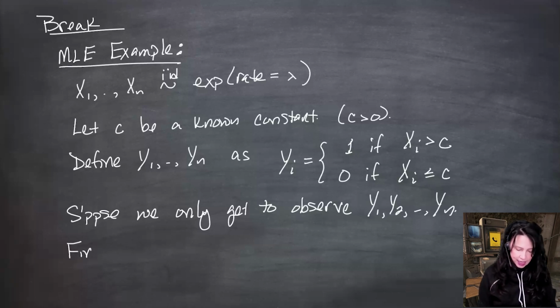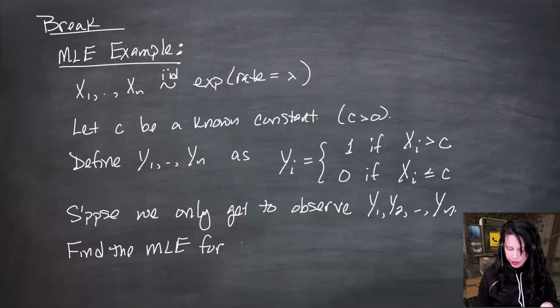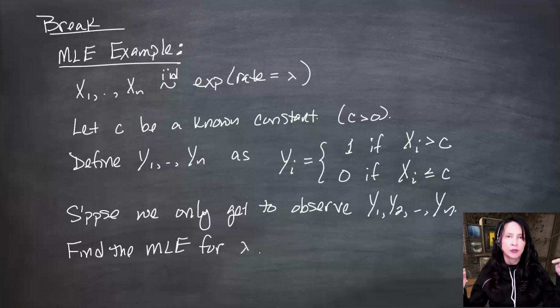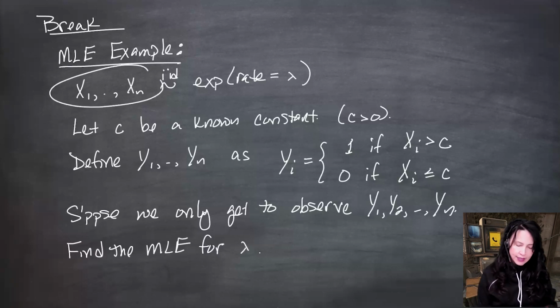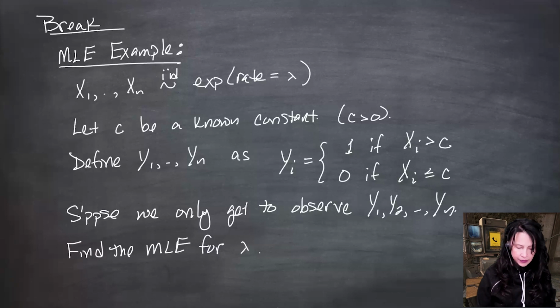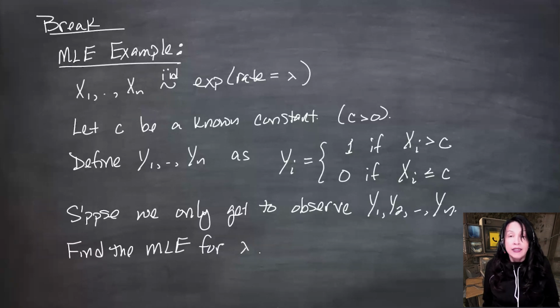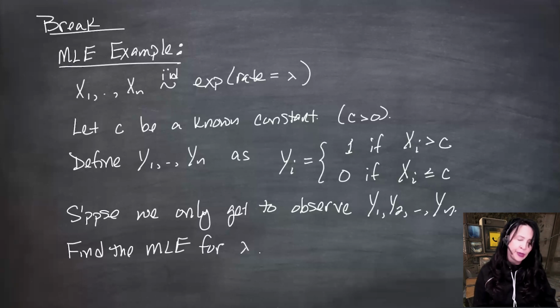Let's find the maximum likelihood estimator for the underlying parameter, the lambda, the rate parameter for the exponential distribution, but we don't get to see those random variables. This looks different. This might look very strange to you, but it's not hard. Just keep breathing and work your way through it. We only get to see the y's, so our maximum likelihood estimation needs to be working with that as your data.